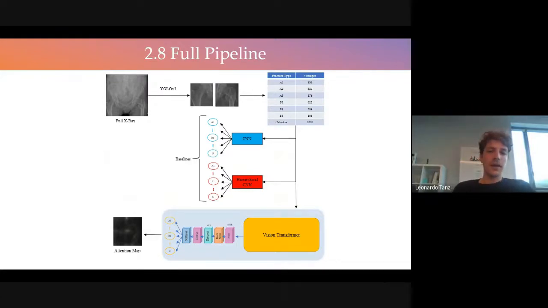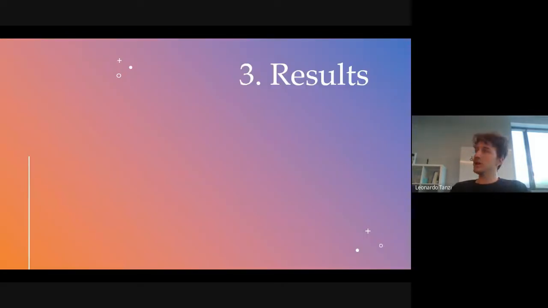And we also did a specialist evaluation, because actually this work was supposed to be something that could be used in everyday routine. So something that could assist specialists in diagnosis. So we asked specialists to evaluate the fractures with and without the help of our system. So, some results.